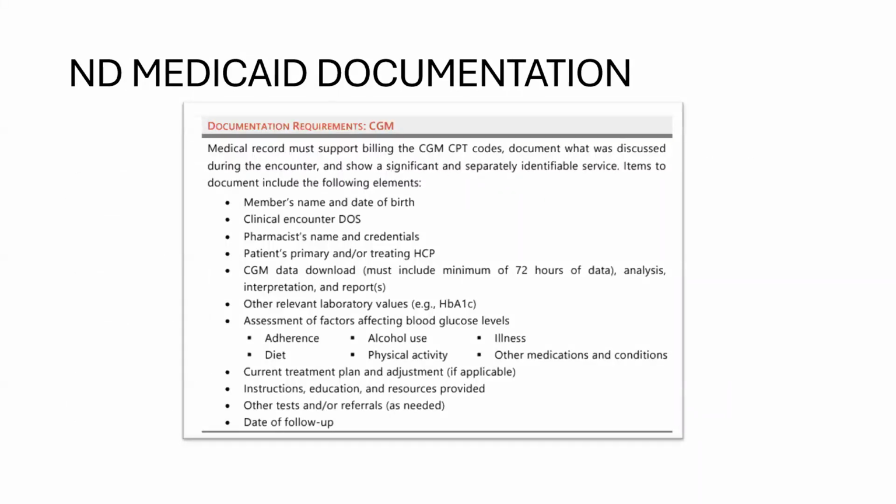A few extra points. We're talking about some of the assessment of factors affecting the blood glucose levels. There are some 6 enumerations here that are very specific. Treatment plans, follow-up, data follow-up, all very good things. Again, fairly standard type of information, I think, that becomes expected across the board for good CGM interpretation documentation.